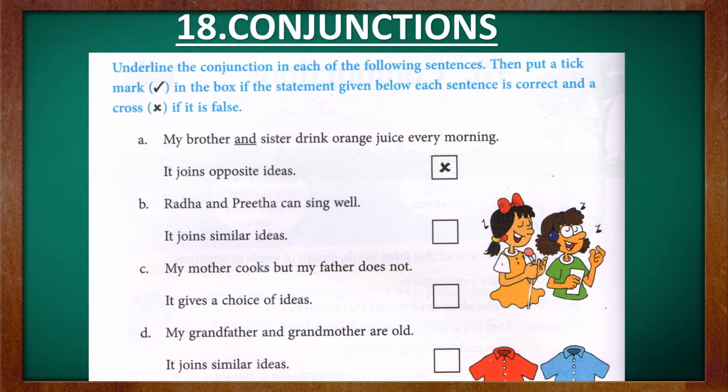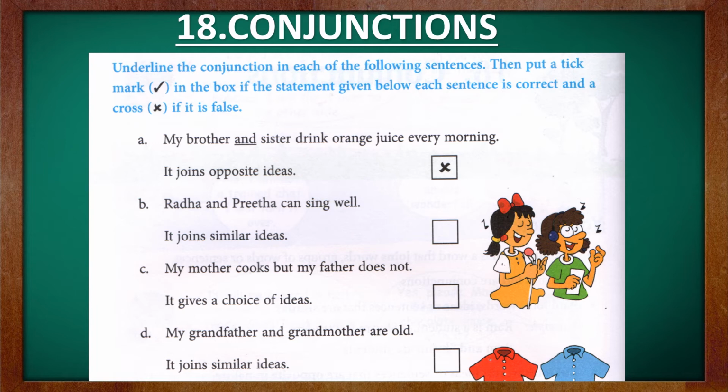Underline the conjunctions in each of the following sentences, then put a tick mark in the box if the statement given below each sentence is correct and a cross if it is false. A. My brother and sister drink orange juice every morning. Here "and" is the conjunction. It joins opposite ideas. Here brother and sister. That means when "and" comes, it is not opposite ideas, it is similar ideas. So we write cross.